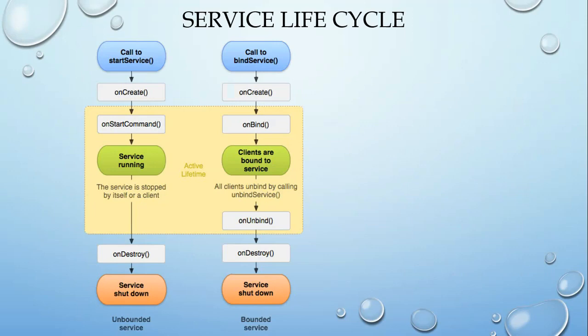I told you there are three types of services: foreground, background, but later I told you that they both are now combined. We can just use one word called start. Start service or unbounded service. So look at the first life cycle. Both these are life cycles, guys. One is an unbounded service, one is a bounded service. The life cycle of an unbounded service is very simple.